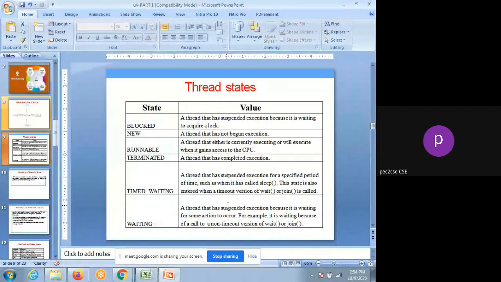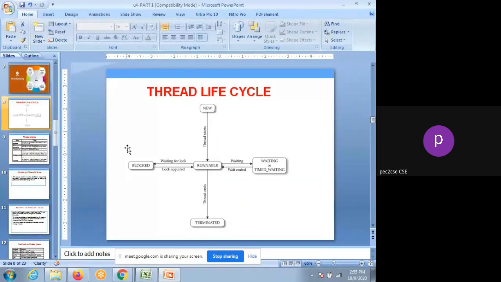And then waiting: a thread has suspended execution because it is waiting for some action to occur. That action will be performed by another thread. Okay, so these are the states of a thread. And for the life cycle of a thread, if they ask how to draw the diagram, you have to explain. If they ask what are the states of a thread, then you also have to draw the diagram and explain.